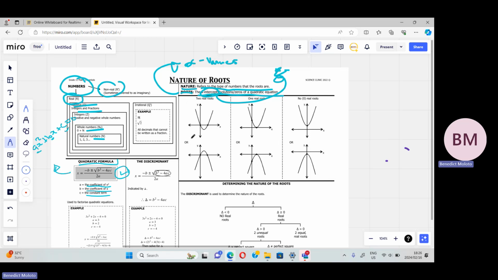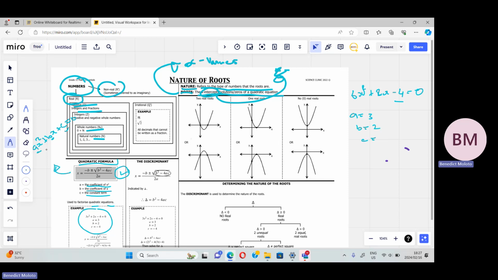Let me try to zoom in, but it's fine. Let's leave it like that. So we got 3x squared plus 2x minus 4, which is equal to 0. When we have 3x squared plus 2x minus 4 equal to 0, we know that a is the coefficient of x squared, that means it's 3. Our b is the coefficient of x, that means it's 2. Our c is the constant term, and the constant term here is negative.